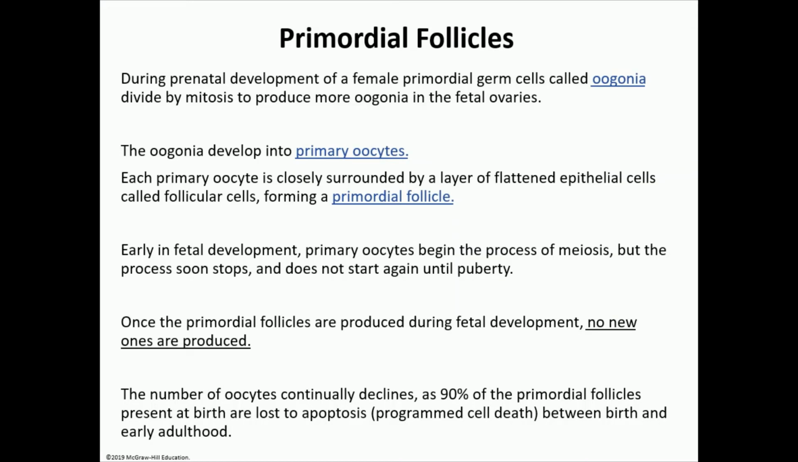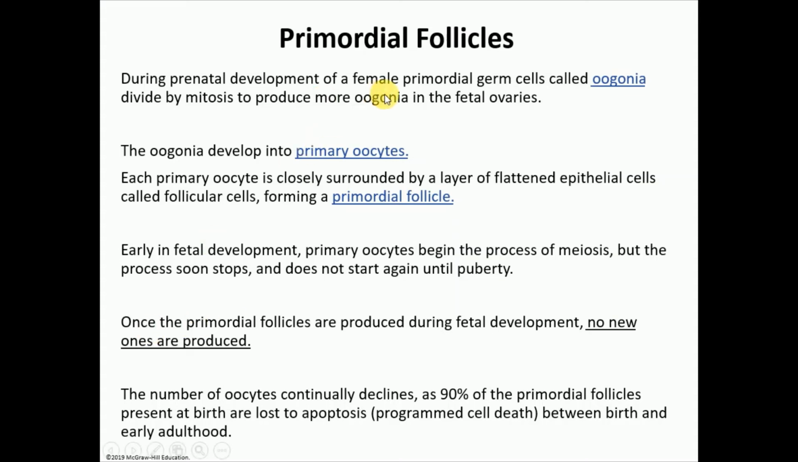We'll talk about these little primordial follicles. Now, oogenesis does follow the primary meiotic division and the secondary meiotic division, kind of like in the process of spermatogenesis, but time-wise, it's a little bit different. The first meiotic division actually starts in utero.